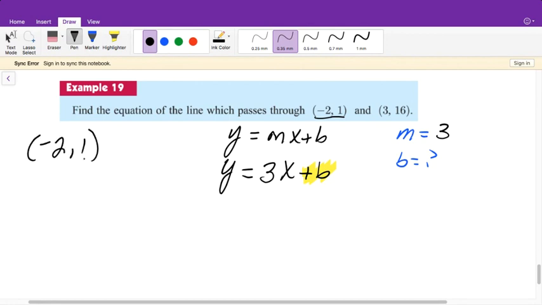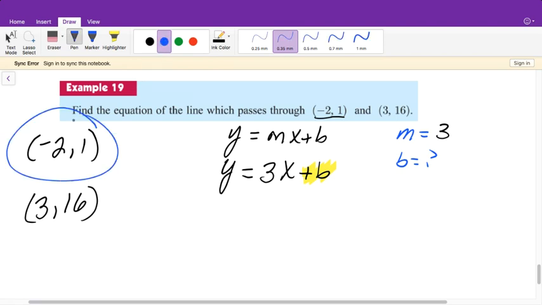We had the points -2, 1 and 3, 16. So what we do is we need to pick one of these 2 points. It doesn't matter which one. You choose which one you want. I'm going to choose this -2, 1 just simply because they're smaller numbers. So I'm going to cross out this point. That means I'm only going to focus where this x is -2 and this y is equal to 1. So now if I know an x and a y value and I know my slope, I can substitute it in. 1 is equal to 3 times -2 plus b.